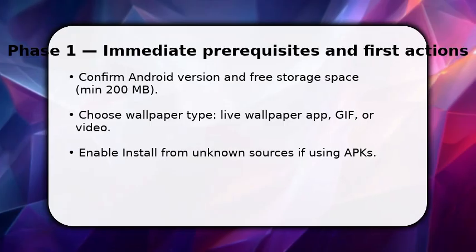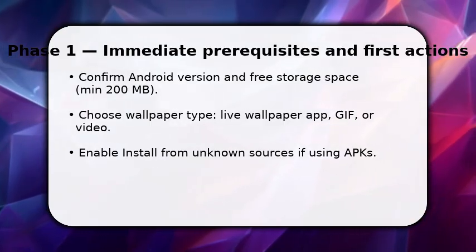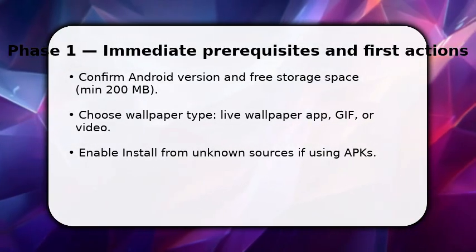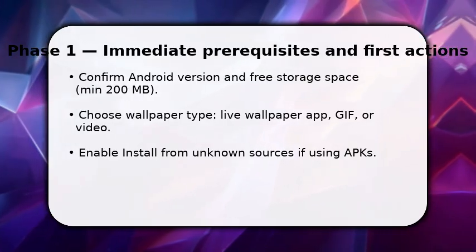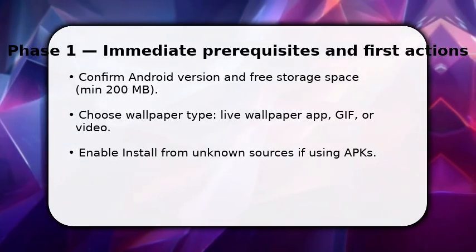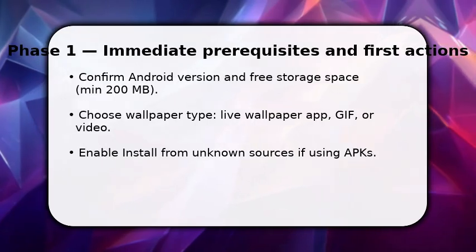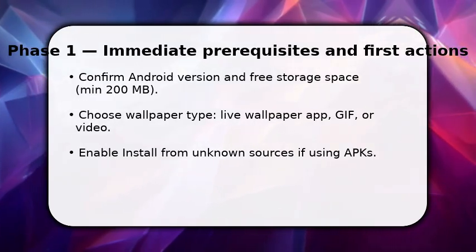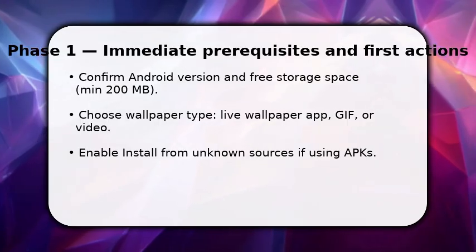You start by confirming your phone meets the basic prerequisites: Android version, available storage, and permissions. Next, choose whether you want a live wallpaper app, a gift-to-live conversion, or a video background. Each has different battery and performance trade-offs.